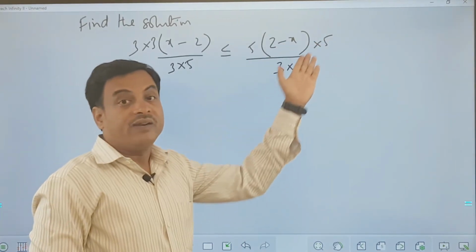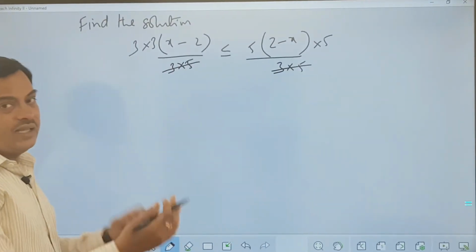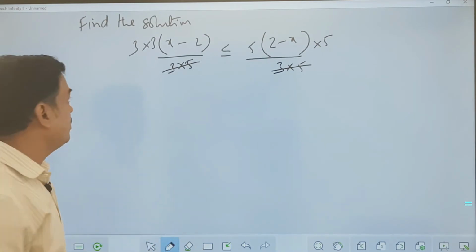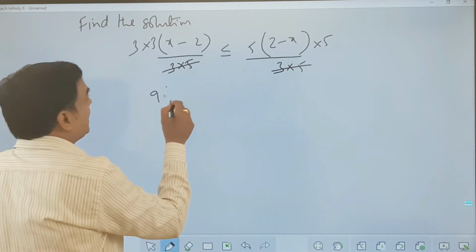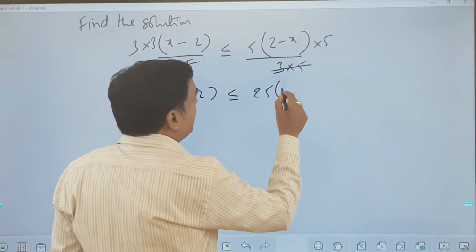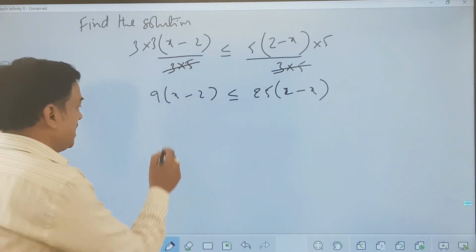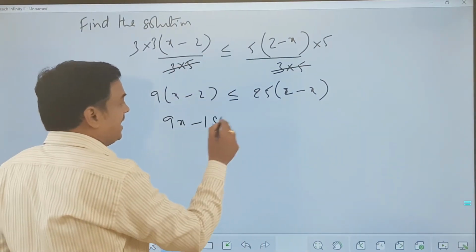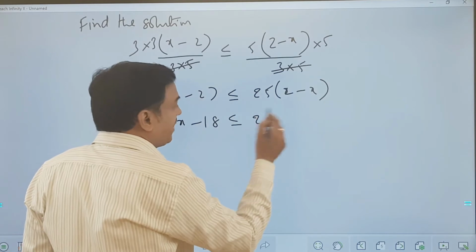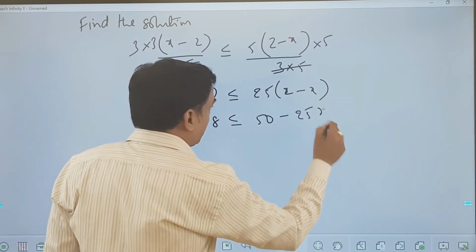I have multiplied and divided by 5, so that 15 and 15 get cancelled. Either I can do cross multiply also, you know that method, right? So this is 9 times (x minus 2) less than or equal to 25 times (2 minus x). So this is 9x minus 18 less than or equal to 25 into 2, so that would be 50 minus 25x.